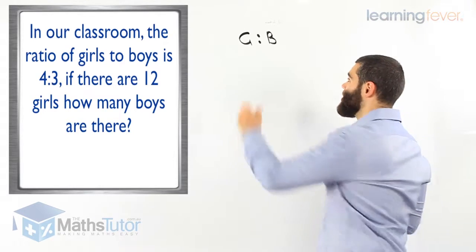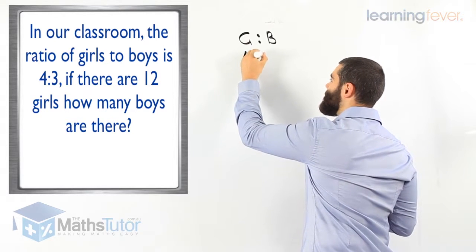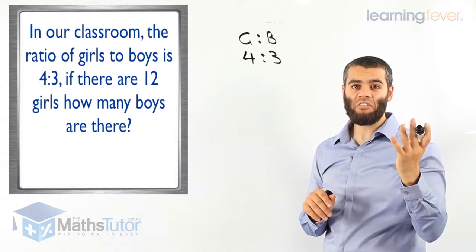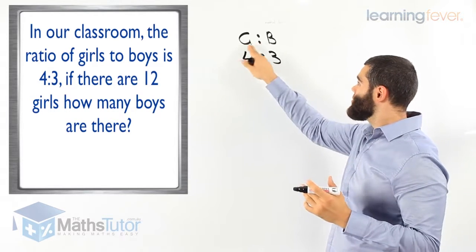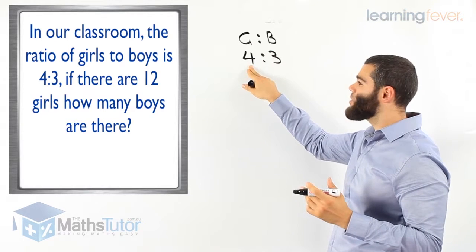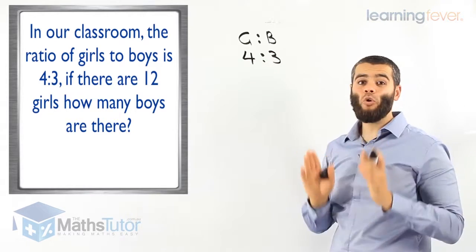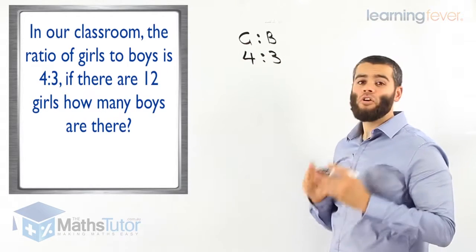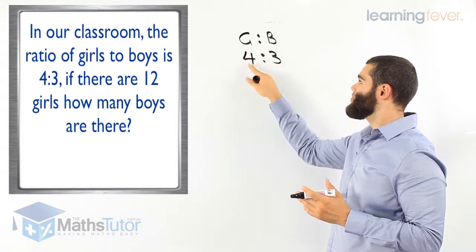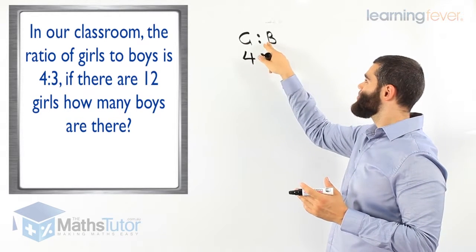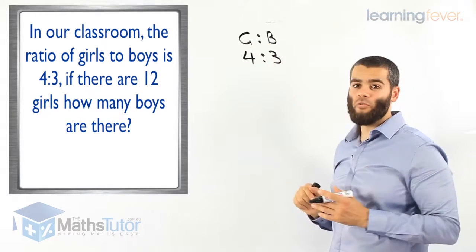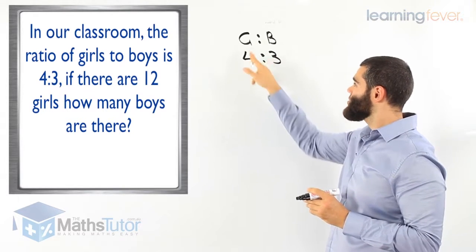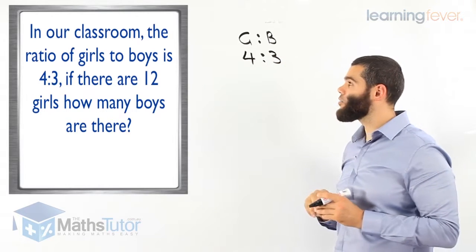4 is the first number, so it goes under the girls, and 3 goes under the boys, because the question says girls to boys. Girls to boys, that means the first number, 4 to 3. That order is very, very important. Girls to boys, ratio 4 to 3. That means girls are 4 parts and boys are 3 parts in the classroom. So now we can understand that the ratio is girls are 4 and boys are 3.